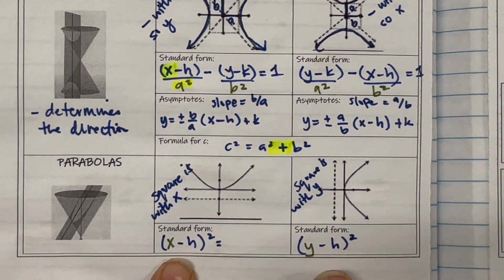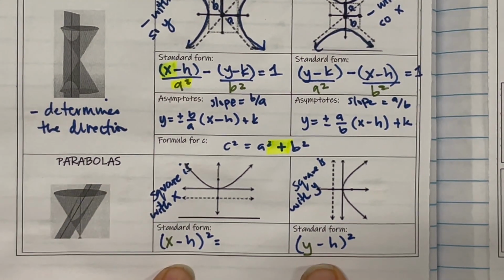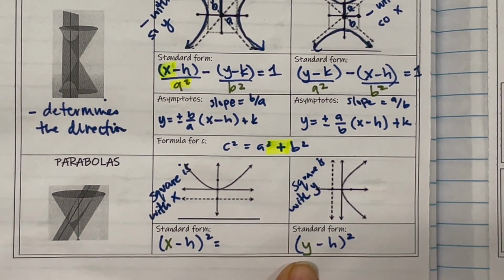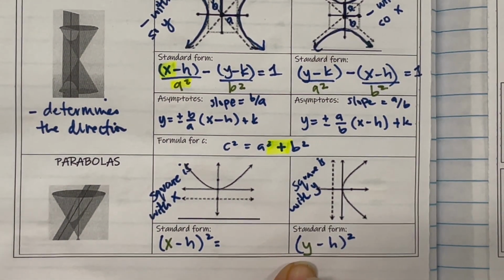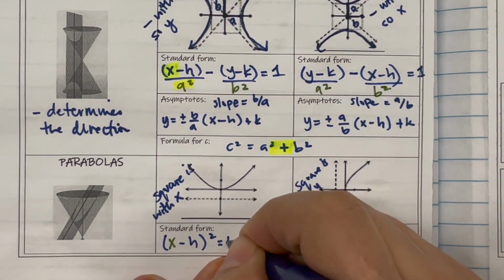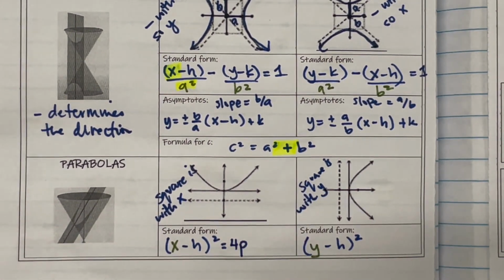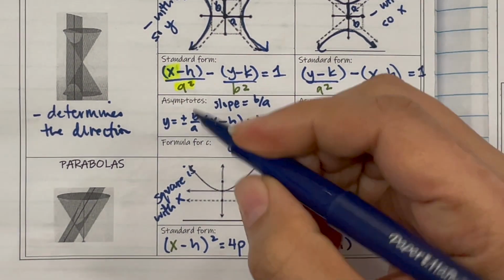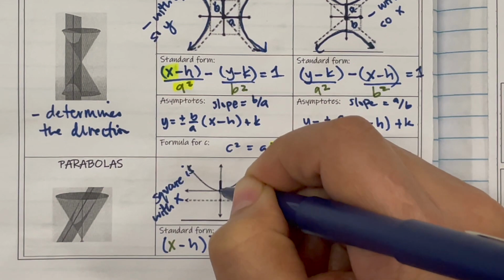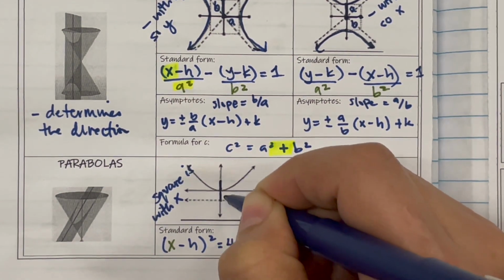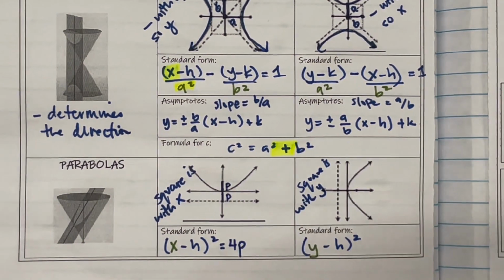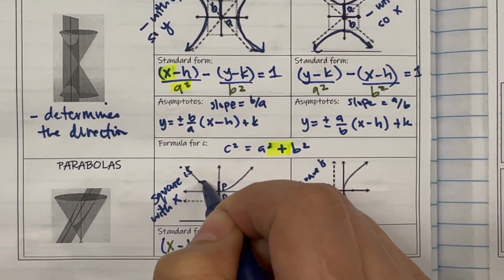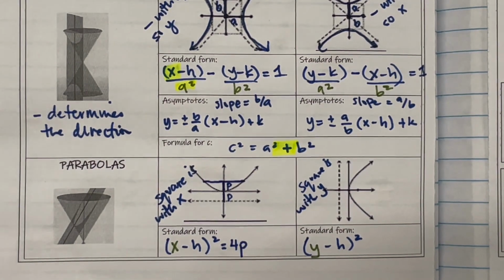Okay, so again, I just want to compare the two. Squared term is with the x, it's up and down. Squared term is with the y, it opens to the right or opens to the left. And then it is 4p, where p is the distance from here to here, or here to here. So this is p and this is p. 4p is also the distance from here to here. So we have special words for this.